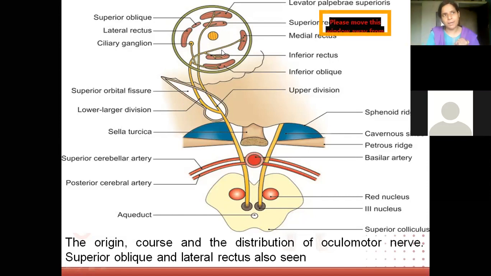We have studied the orbit, and we have studied the extraocular muscles. I'm always asking you to screen record my lectures simultaneously so that you can revise. So the extraocular muscles we have studied: superior rectus, inferior rectus, medial rectus, lateral rectus, superior oblique, inferior oblique. And I told you, except SO4 and LR6, that means superior oblique is by trochlear, lateral rectus is by abducent, the rest of all the extraocular muscles are supplied by which nerve?